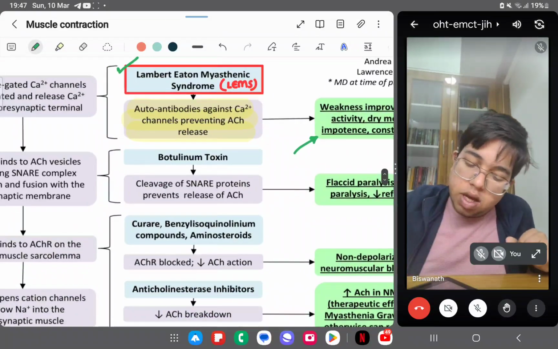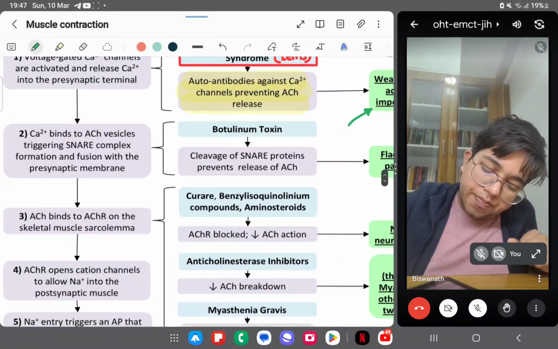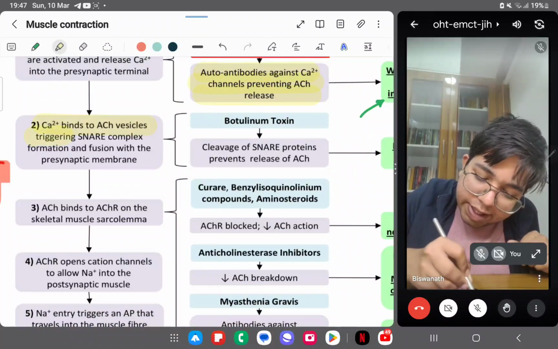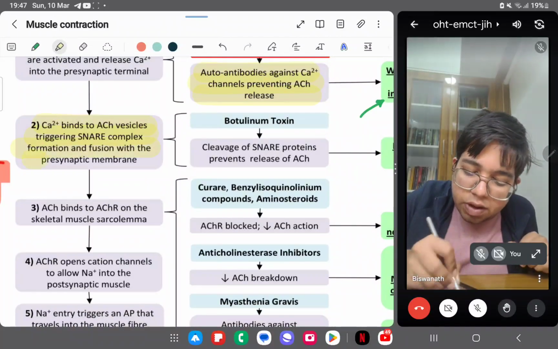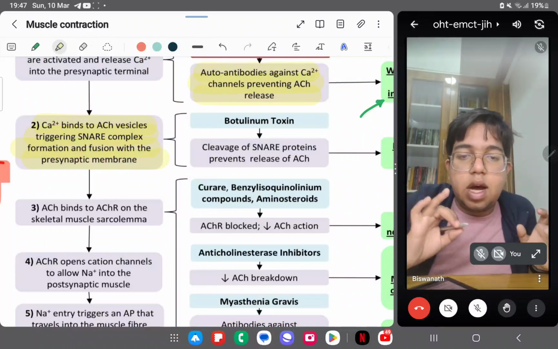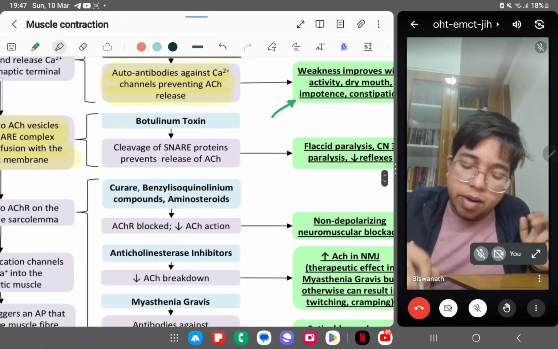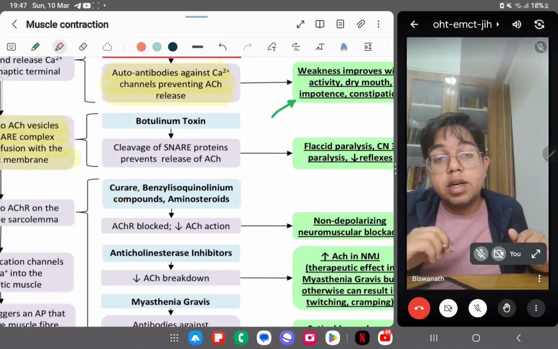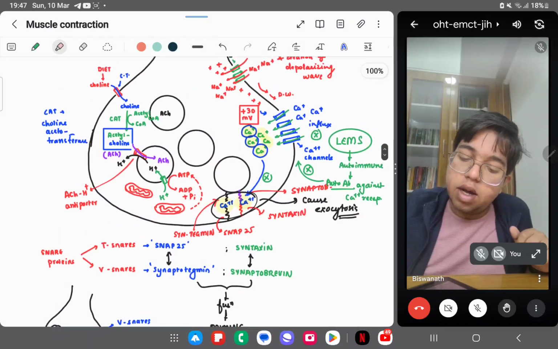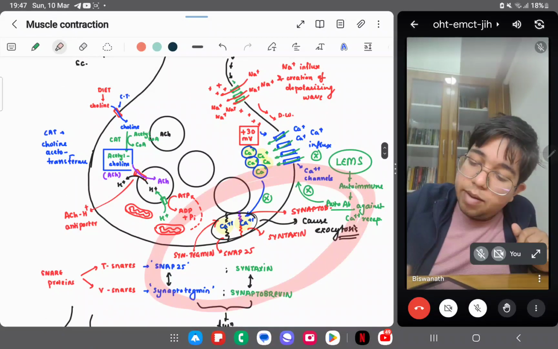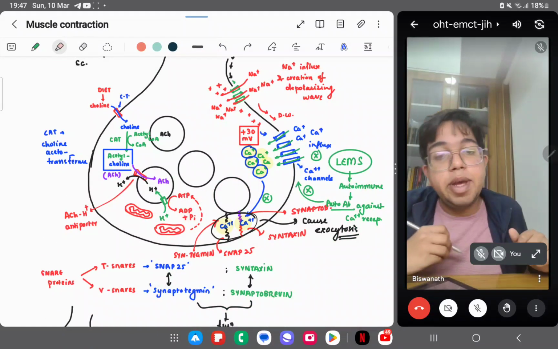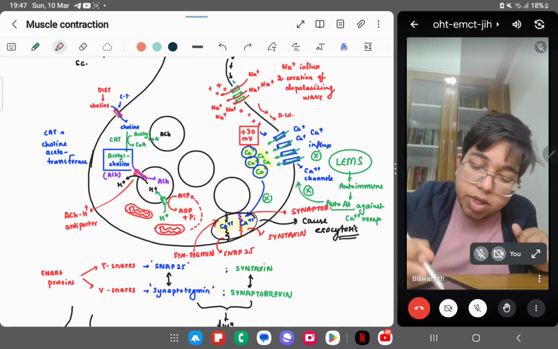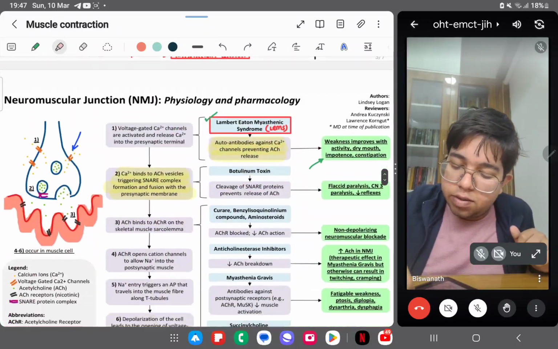Okay. Next, we talk about the voltage gated calcium channel. Then the second step is calcium binds to ACH vesicles, triggering snare complex formation and fusion with the presynaptic membrane. I hope you can now imagine what I am talking about. Yes, very clearly. And if you aren't still done with this part, just watch this part because it is a bit molecular level, so it may be a bit complicated for you to understand at this level. So please do watch. It is important, in fact.